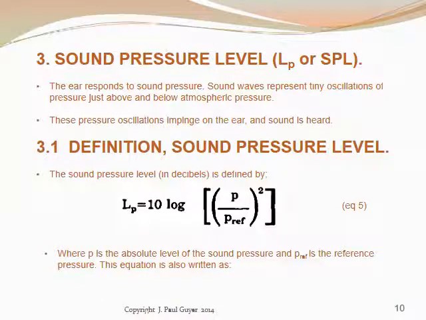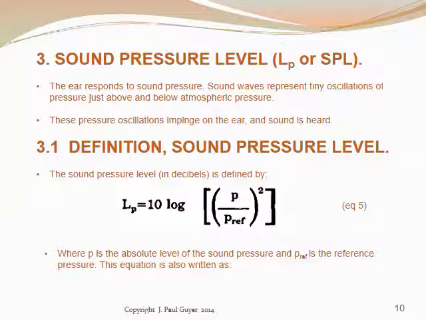Sound pressure level, which is usually abbreviated L sub p in formulas or SPL in text. The ear responds to sound pressure. Sound waves represent tiny oscillations of pressure just above and below atmospheric pressure. These pressure oscillations impinge on the ear and sound is heard. A sound level meter is also sensitive to sound pressure.